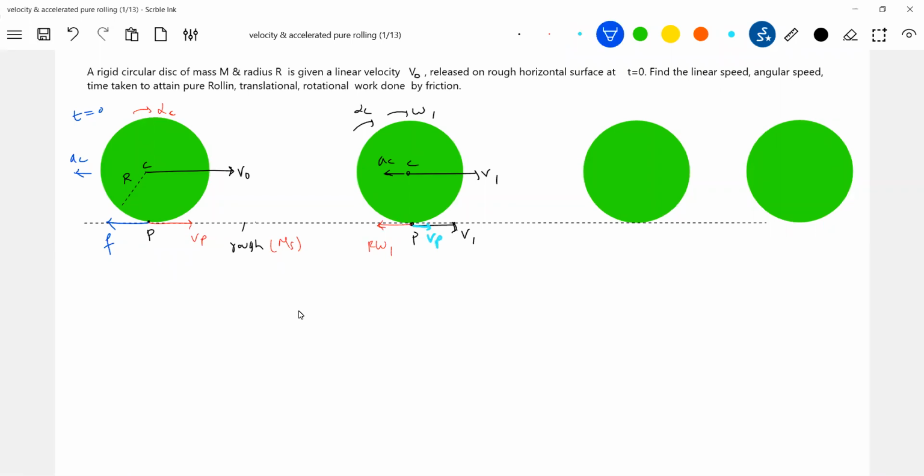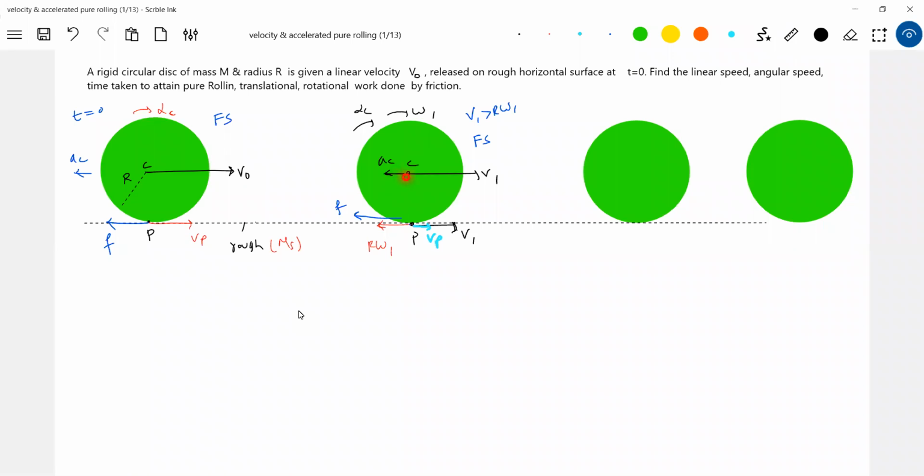How should the resultant friction act? The resultant friction should act like this. I'll show it here because everything will get crowded here. Still, if I go and check, V1 is greater than R omega 1. Definitely, here only V0. So what is the slipping here? Shall we call it forward slipping? Yes, it is forward slipping.